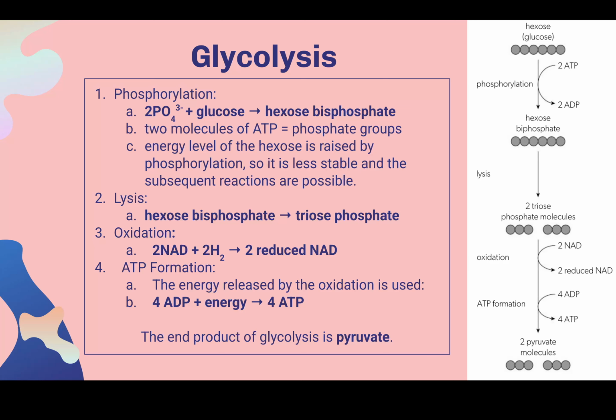And the end result is pyruvate. Does that make sense? I can definitely re-explain it really quickly. Essentially, all that happens is glucose turns into hexose biphosphate and 2 ADP are created, or 2 ATP are broken down, whichever way you want to write it. And then the hexose biphosphate gets split into 2 triose phosphate molecules, which then result in 2 pyruvate molecules as a result of the reduction of NAD and the formation of 4 ATP molecules. Does that make sense?